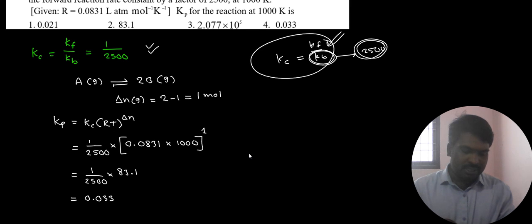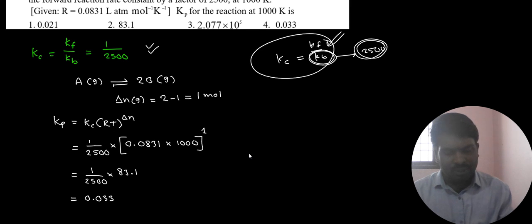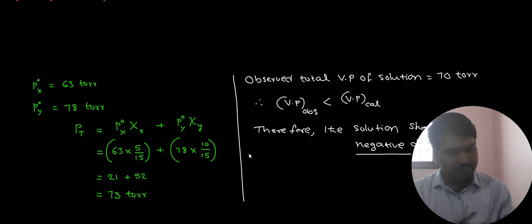So what is the answer? 0.033. So which option is the right answer? Option 4 is the right answer. Okay. Then moving to the next question.